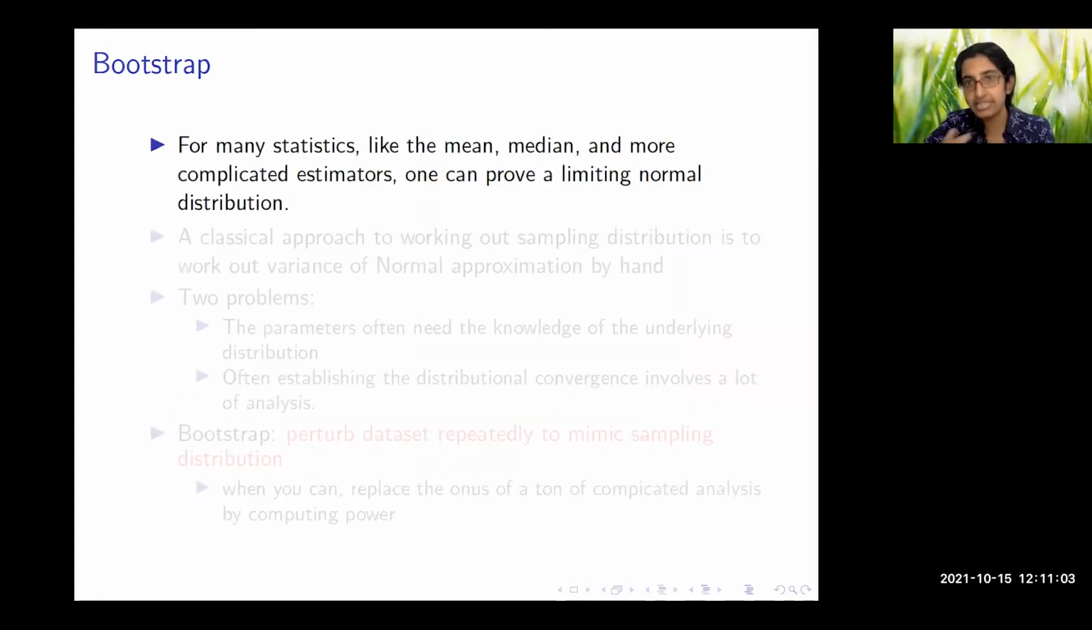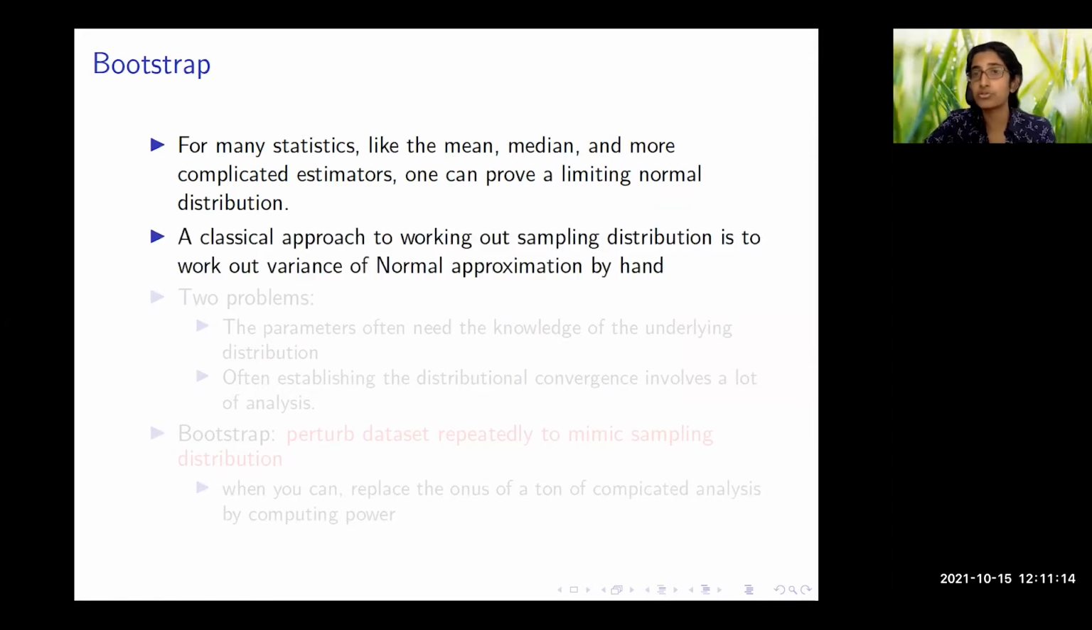So for a lot of statistics, typically what was done up until then is you will prove some sort of a limiting normal distribution, and a classical approach will be, oh, just go and work out the variance of that normal approximation by hand. Okay? And I can just plug things in and estimate what the variance is. So great, so I'm done, right?